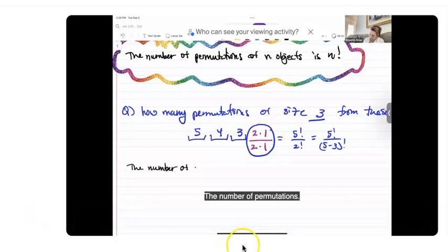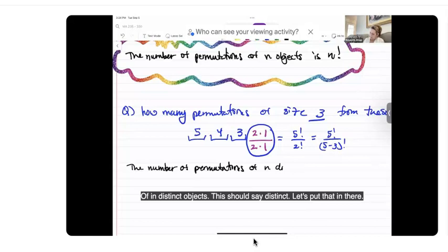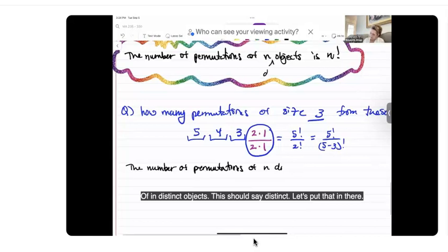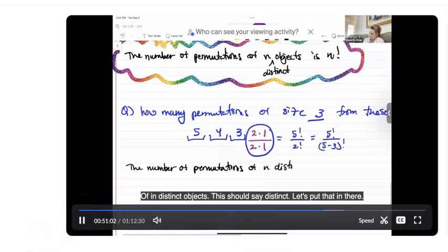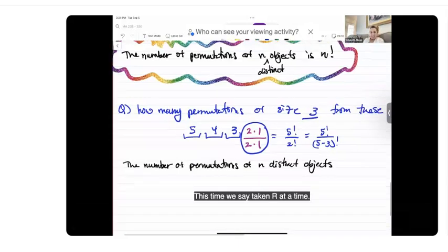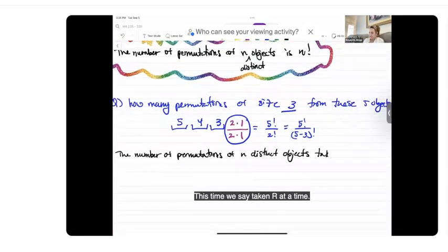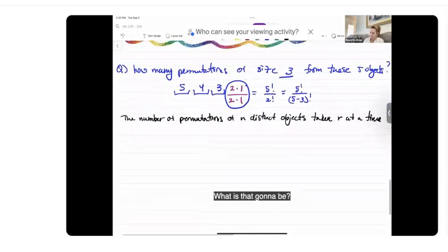The number of permutations of n distinct objects, this should say distinct, let's put that in there. This time we say taken r at a time. What is that going to be?